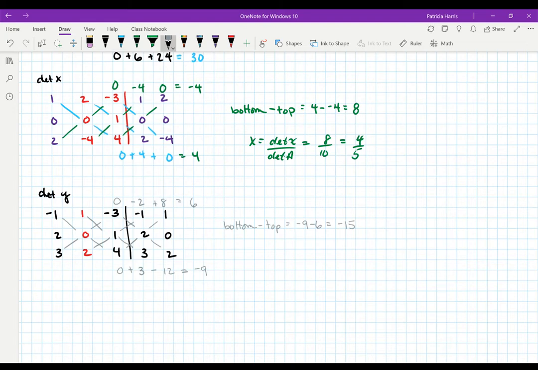All right, so we've got -15. To find our answer, determinant of y is equal to -15 divided by the determinant of A, which is 10. That is -3/2, and that's our value for y. So now I know what my answer is. Because it is a multiple choice worksheet, we should use that to our advantage.